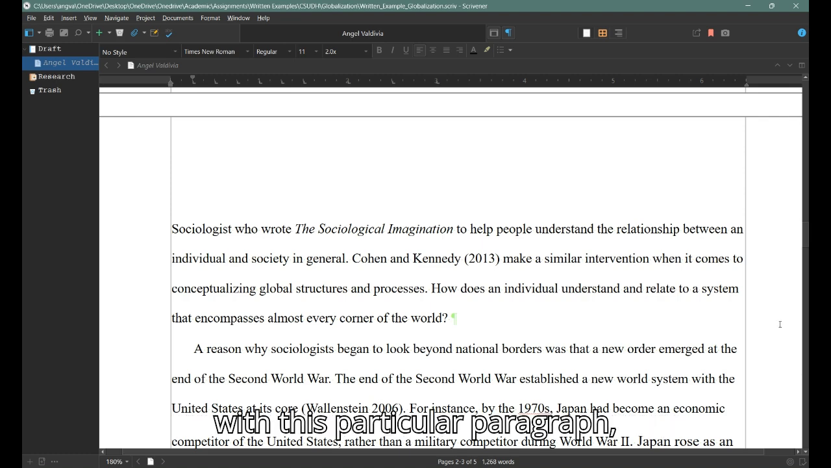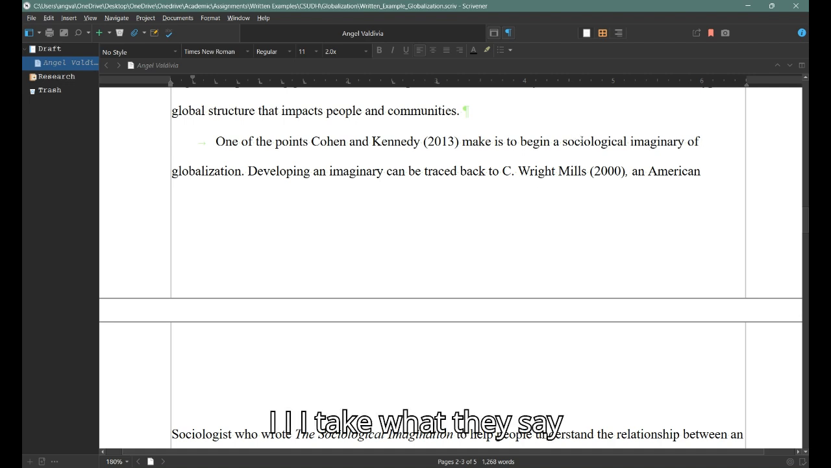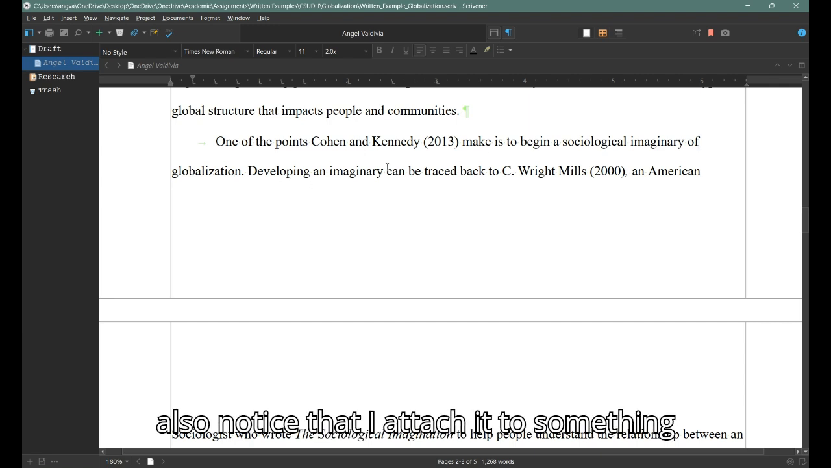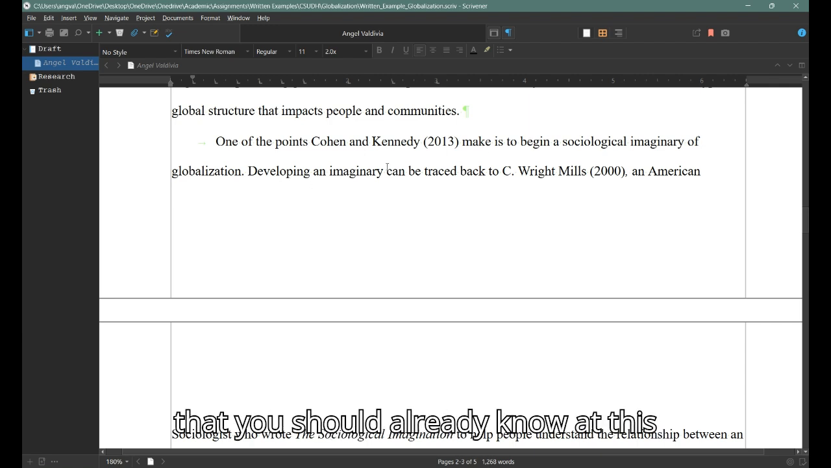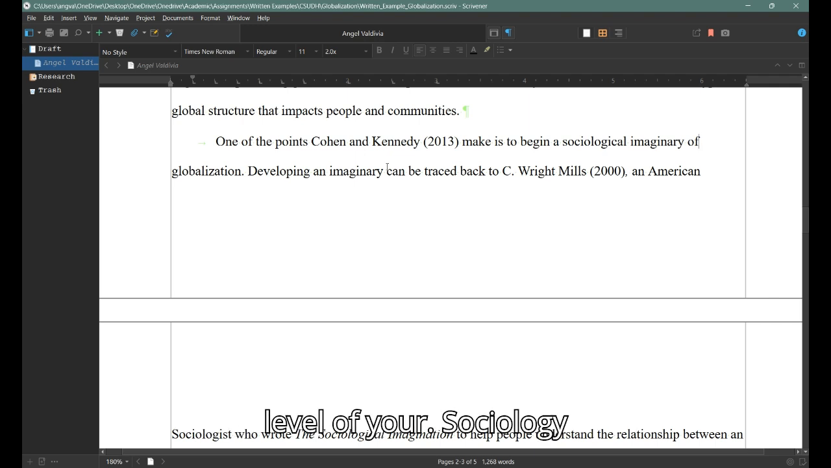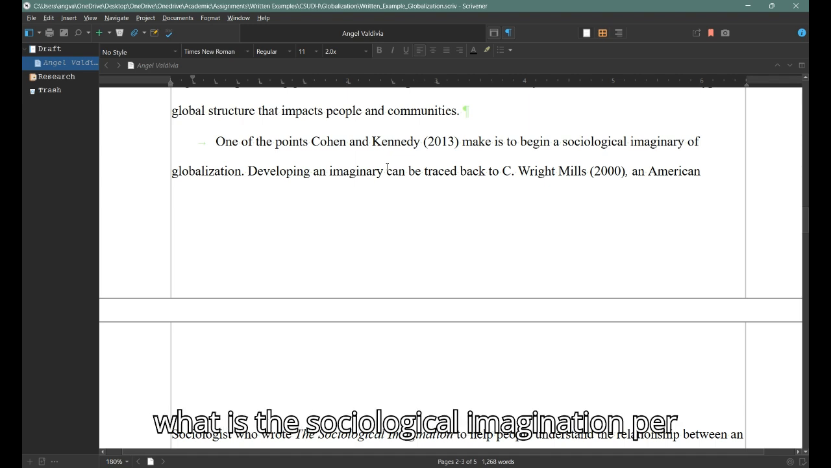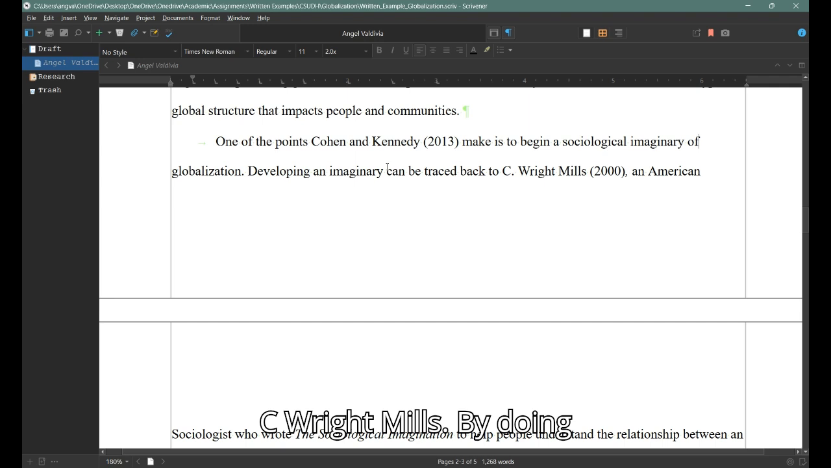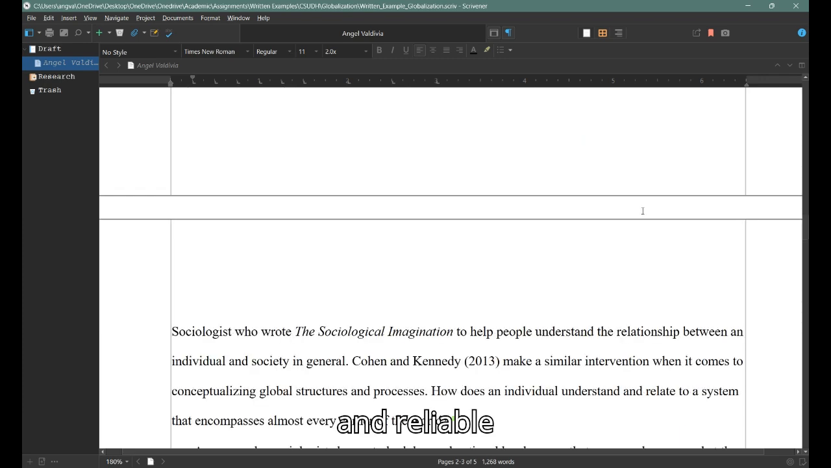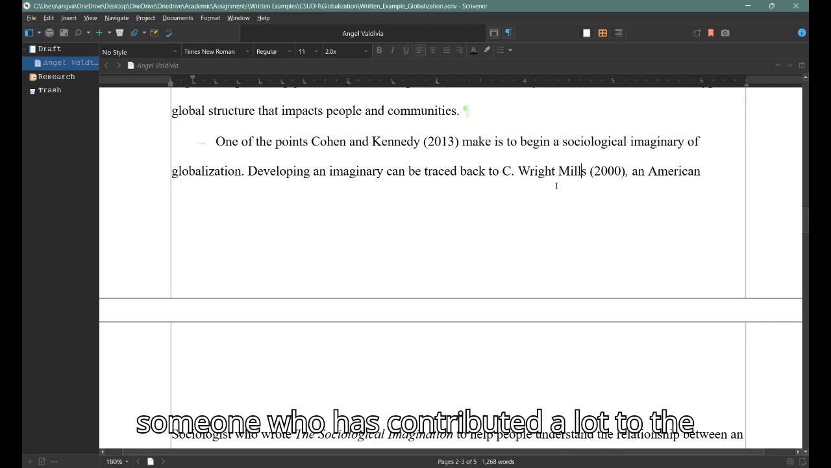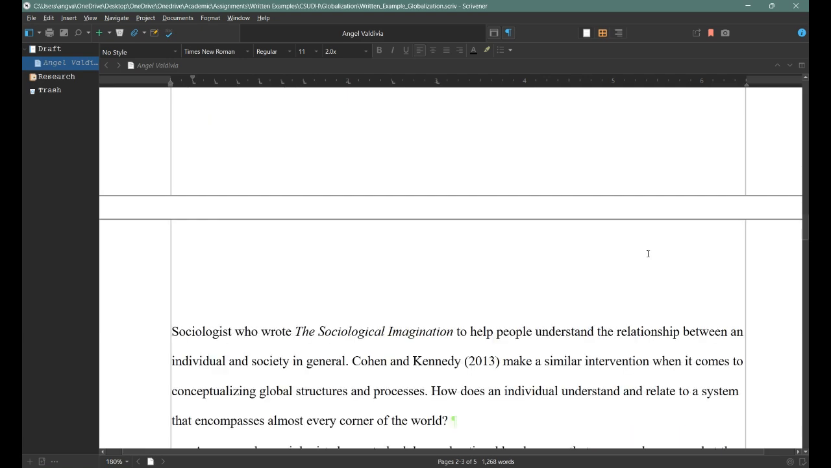So you'll notice with this particular paragraph, I take what they say in thinking globally, but then you'll also notice that I attach it to something that you should already know at this level of your sociology career: who C. Wright Mills is and what is the sociological imagination per C. Wright Mills. By doing this, it helps you establish yourself as a competent and reliable sociologist, because you're referencing someone who has contributed a lot to the development of critical sociology.